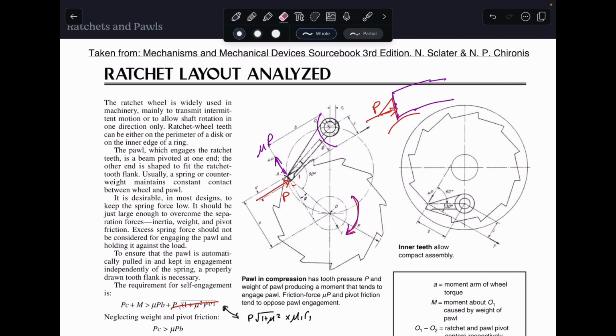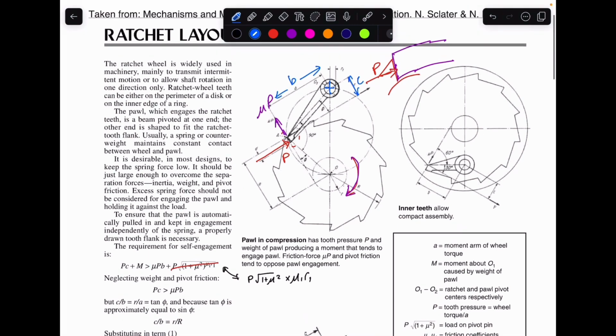Now, if we just look at some dimensions here, I'm just drawing it over because it's probably not clear enough. We have some distances here. If we take moments about the center here, the rotation of the pawl, because remember, this is the pawl and this entire thing is rotating up like this, then in order for the pawl not to slip out, we could say that P times C, that's this force here, which is the engaging moment, plus the weight of the pawl, because the weight of the pawl is acting down.